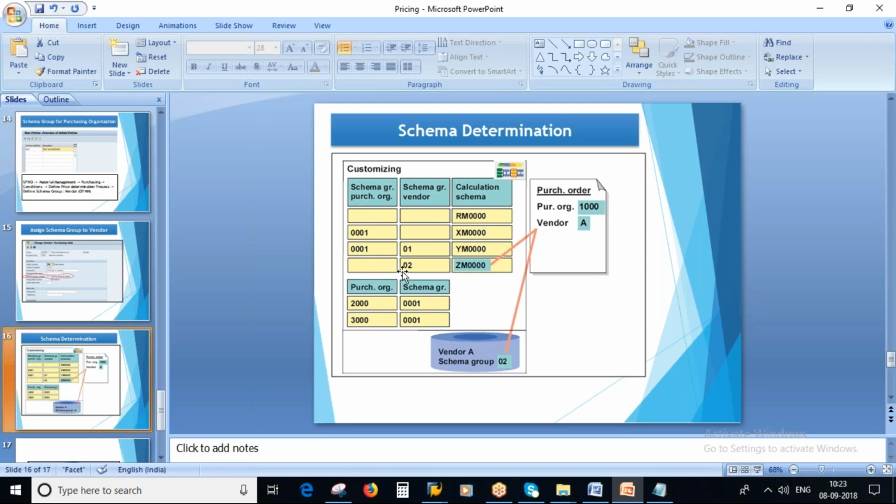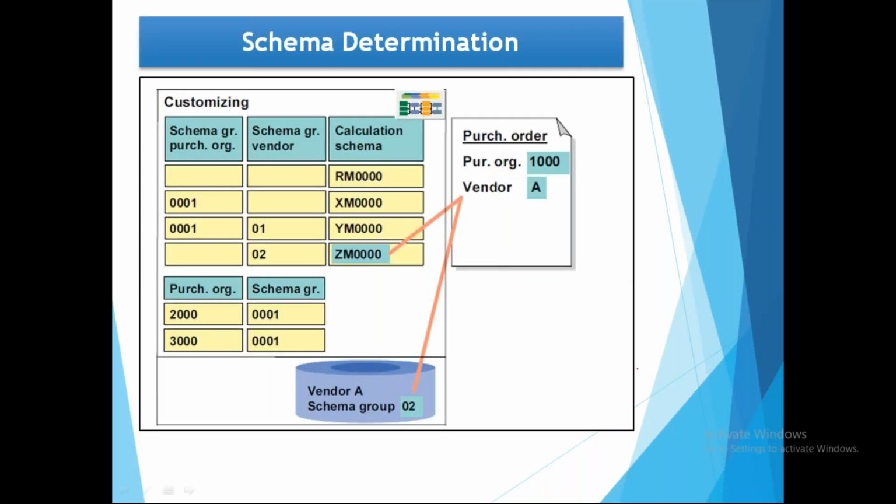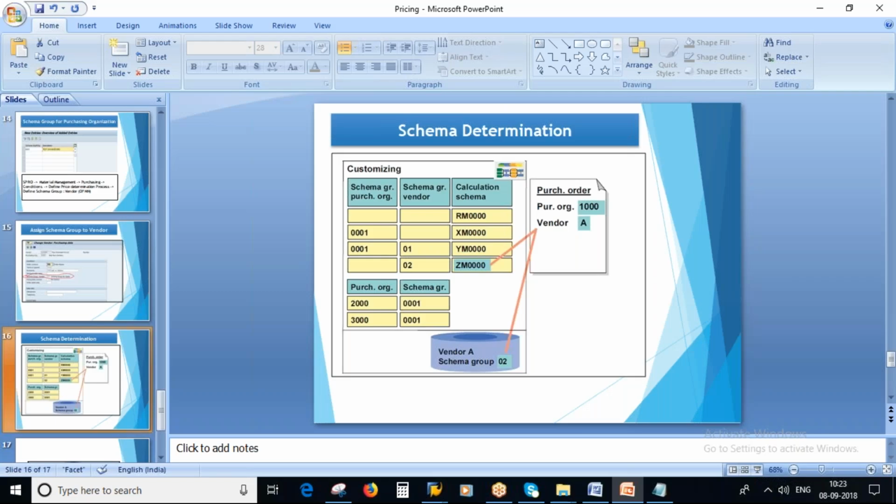So for that purchasing organization and for that particular vendor combination, for that particular schema purchase organization and schema vendor, what calculation schema it has to use. So when you create the purchase order for the purchasing organization and for that vendor, according to this one it will pick. So suppose let's say for the purchasing organization 1000 you have assigned this calculation schema, and for the vendor you have assigned the schema group as 02. So for that combination, it will pick that particular calculation schema. Okay, nothing but pricing procedure.